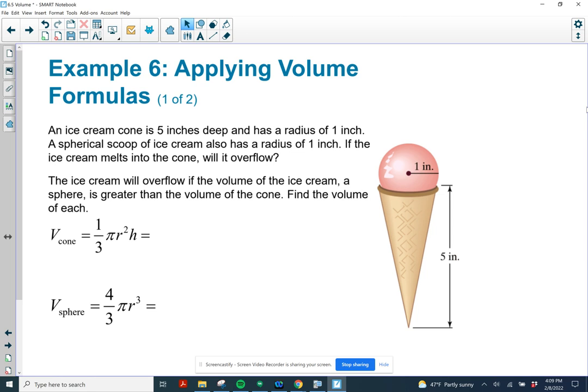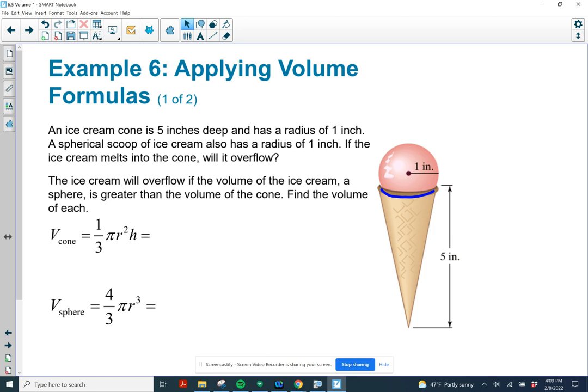Okay, example 6, applying volume formula. So we have an ice cream cone. We're going to talk about surface area after this. We have an ice cream cone that's 5 inches deep. Notice they've got the 5 inches deep right there. So here's the cone part of it, a right circular cone, 5 inches deep, has a radius of 1 inch. And at the top of that, we've put a scoop of ice cream that also has a radius of 1 inch. We want to know if the ice cream melts into the cone. If we let it melt and it goes down into the cone, will it overflow?